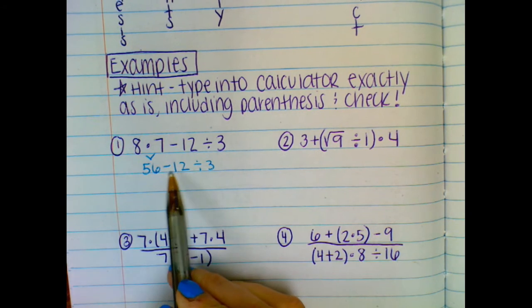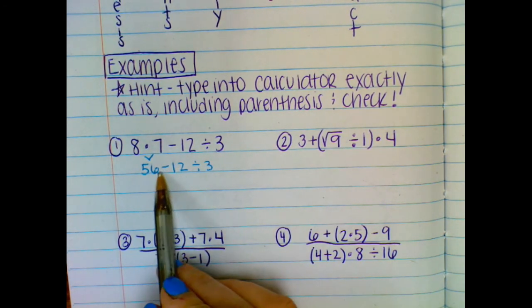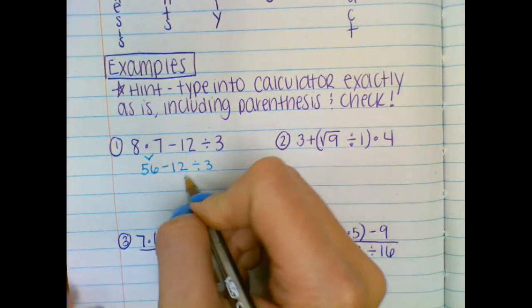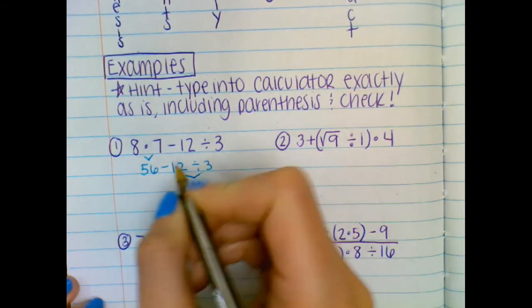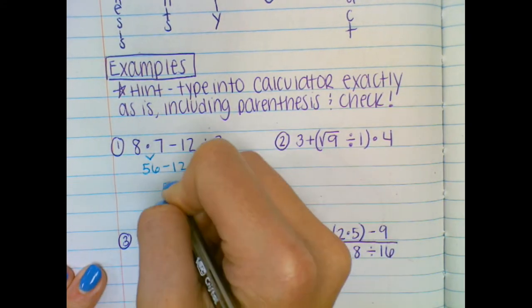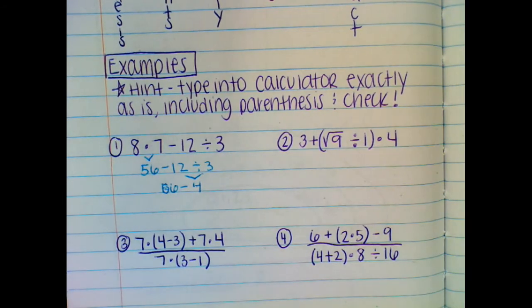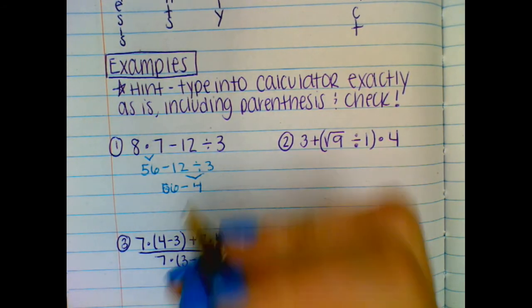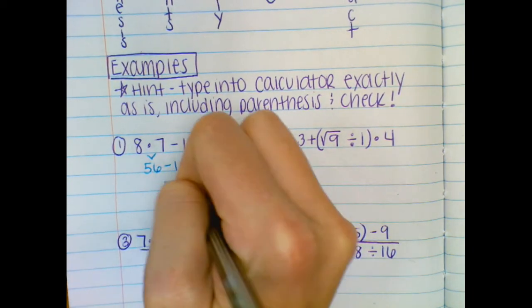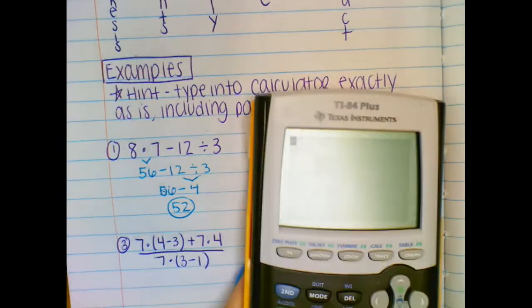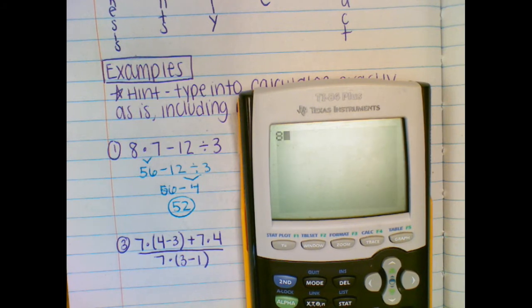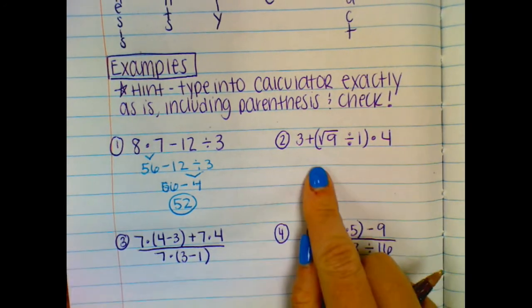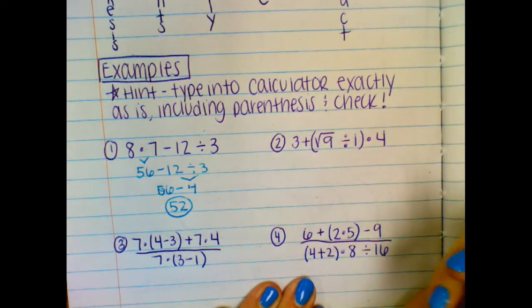So I'm still looking for multiply and divide, and I have a divide here. So 12 divided by 3 is 4. So I bring down the 56 that I didn't use, and I bring down the minus sign that I didn't use. So what I'm trying to do is 56 minus 4, which is 52. Now, if I were to just go ahead and type this whole thing in the calculator as is, 8 times 7 minus 12 divided by 3, I get 52 right away. Okay? So this one, we can do the same way.